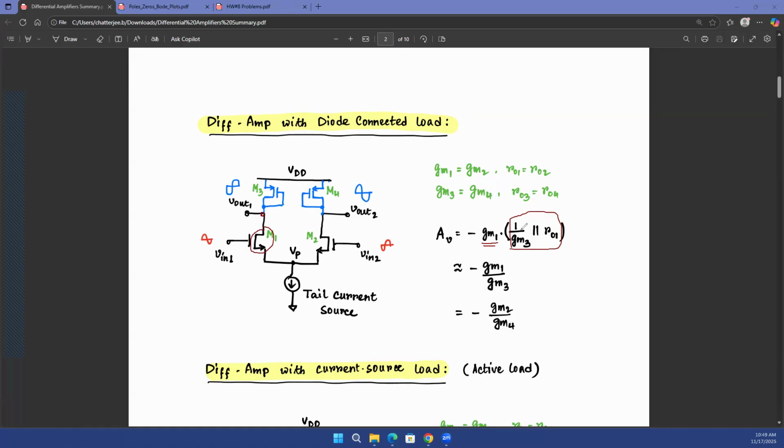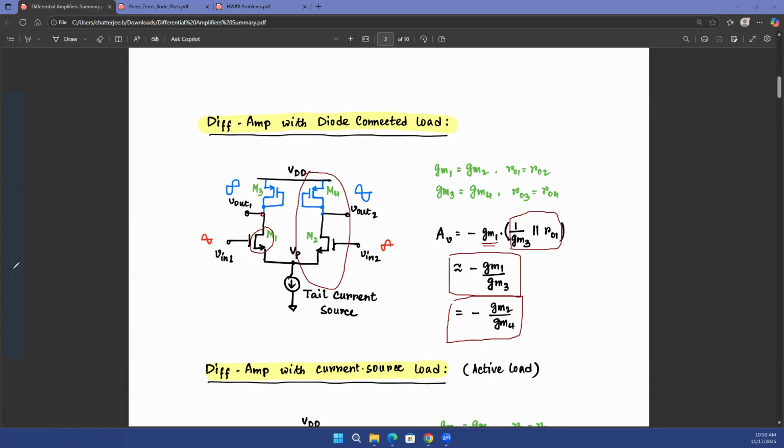Now, if 1/gm3 is much, much smaller than ro1, which is likely to be the case, given the values of gm and ro you have seen while solving the homework problems, 1/gm is generally much, much smaller than ro. So 1/gm3 in parallel with ro1 will effectively become 1/gm3. So you have your gain as the ratio of the two gms, gm1 divided by gm3. Of course, it's negative because it's a common source amplifier as the half circuit. That will also be equal to minus gm2 over gm4 if you consider the right-hand side half circuit.